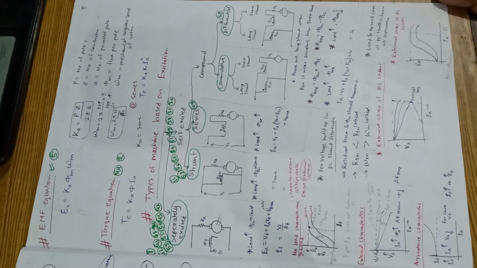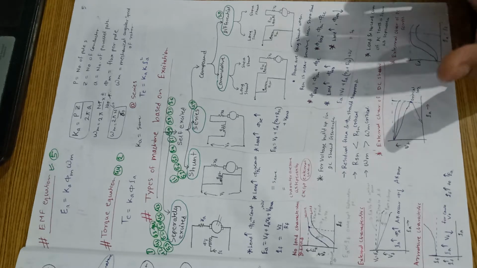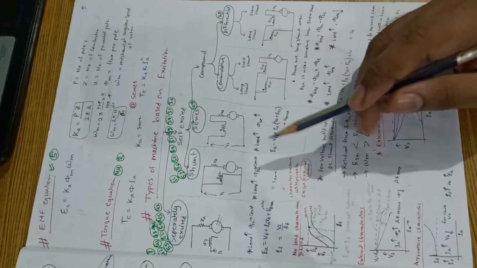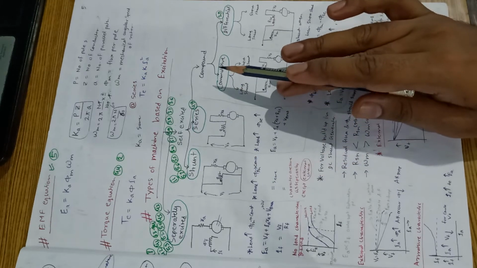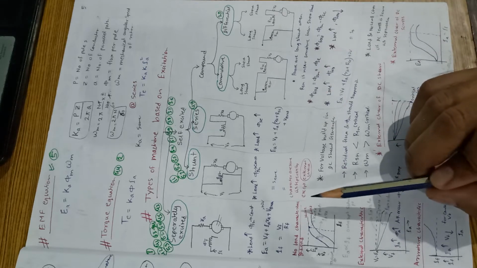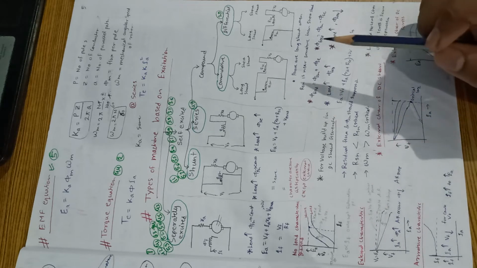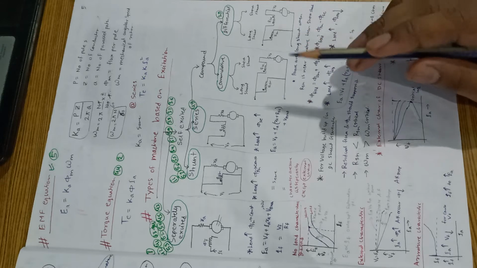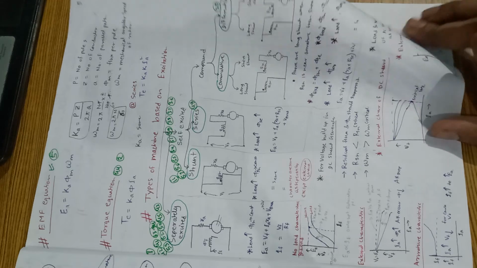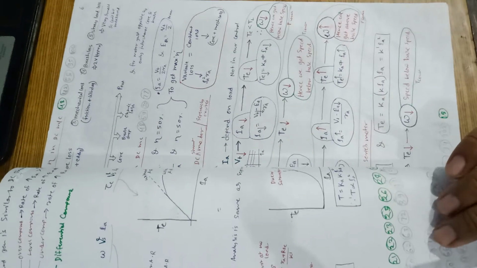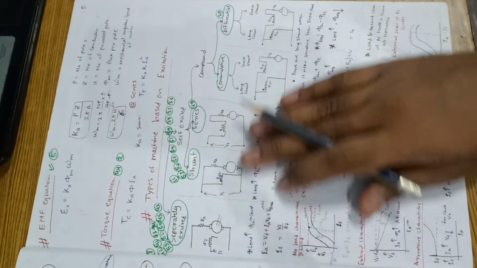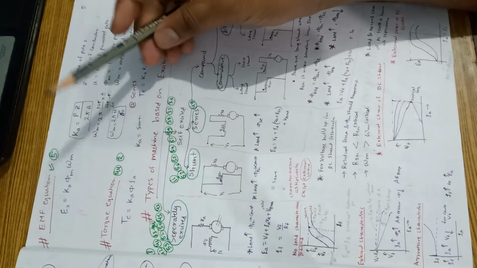From the GATE point of view, the EMF equation, torque equation, equivalent circuit of all types of DC machine, and most importantly the characteristics of a DC machine, that is motor or generator, are the most important parts. So let's start from the EMF equation.